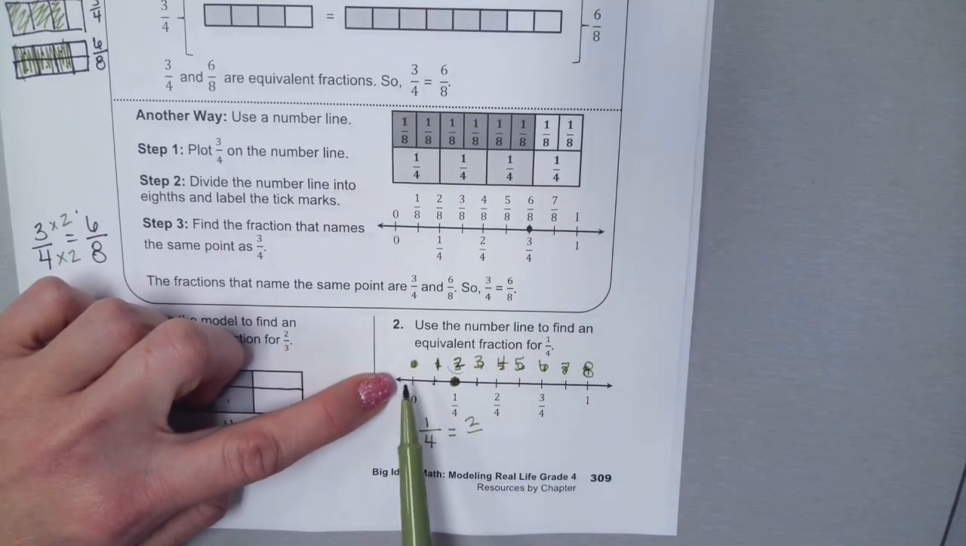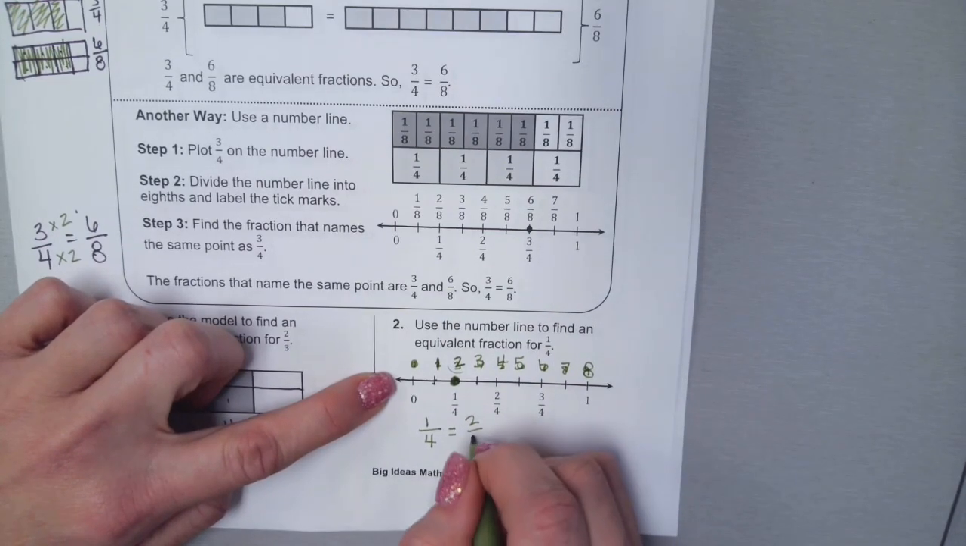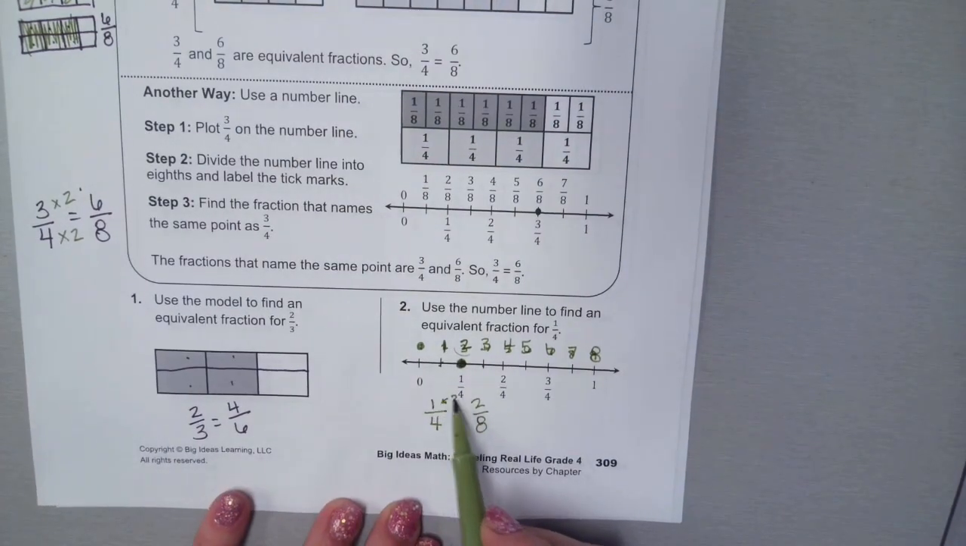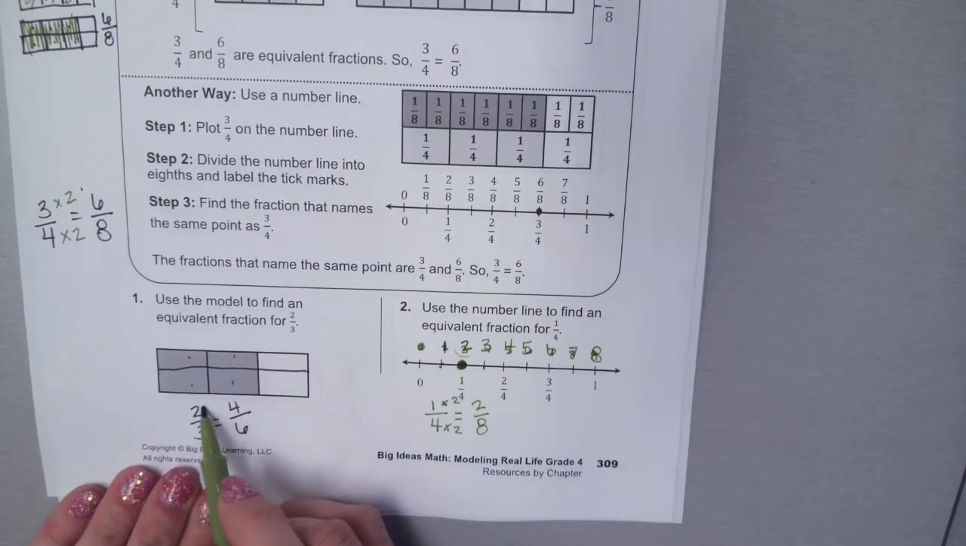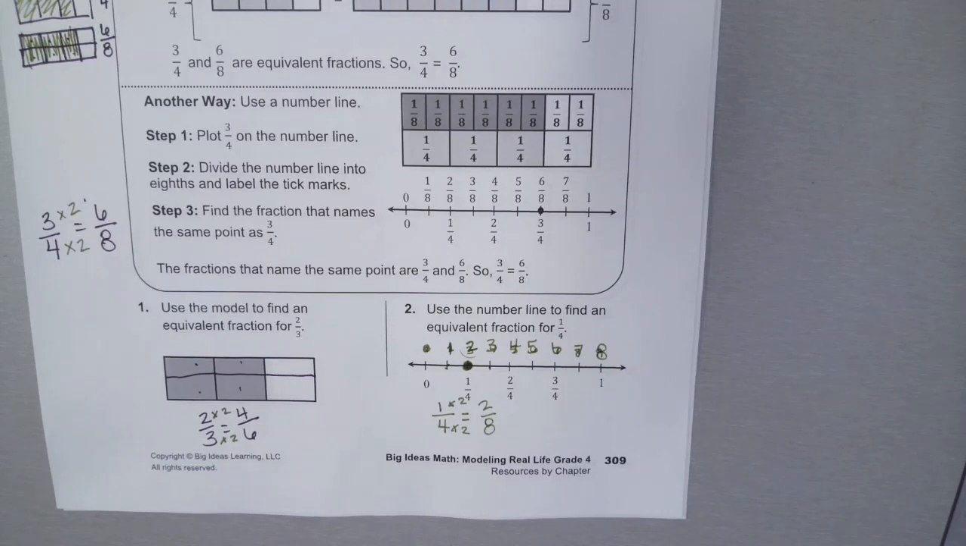2 out of how many? 8. And again, if I multiply 1 times 2, I would get 2. If you did it my way, it's just easier. It is. 2 times 2 is 4. 3 times 2 is 6. You're just going to get the answers.